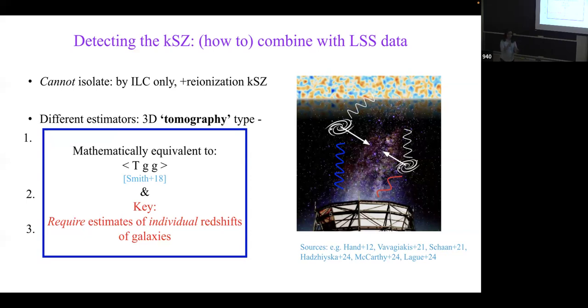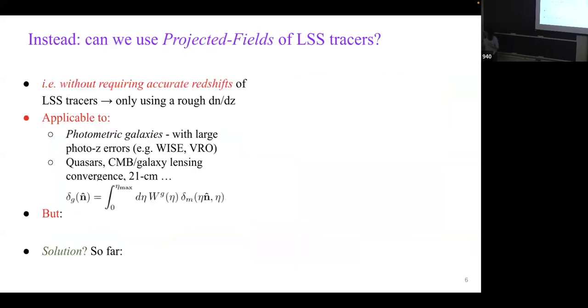But one thing to note is that all these different estimators are of the 3D tomography type. Basically, they are looking at the KSZ effect in 3D, so also as a function of redshift. And all of them require individual redshifts of galaxies to extract the KSZ. So that's one thing that's common in all of them. And another paper has also shown that all of these different techniques to extract the KSZ are mathematically equivalent to looking at a bispectrum of one power of temperature and two powers of galaxies. So in that sense, all of these estimators are equivalent.